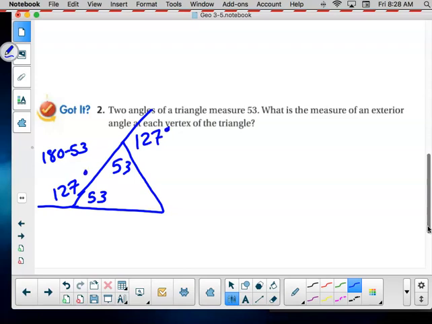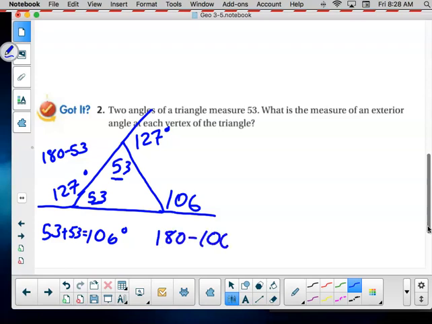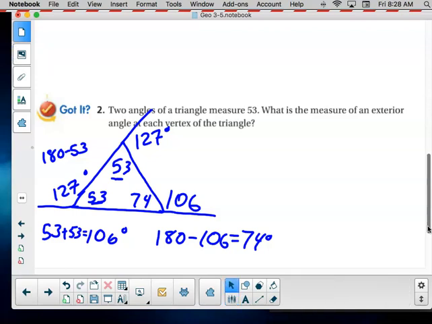But remember, that's 106 degrees. So I know that this is 106 because this and this are my remote interiors. That's my exterior angle, my 106. 53 plus 53 is equal to that. Now, I subtract my 106 from 180, and I get 74 degrees, and that should be 74. So that's what we're doing with finding our values here when we're working around. So what's the measure of the exterior angle at each vertex? And this is what we're asked to find.